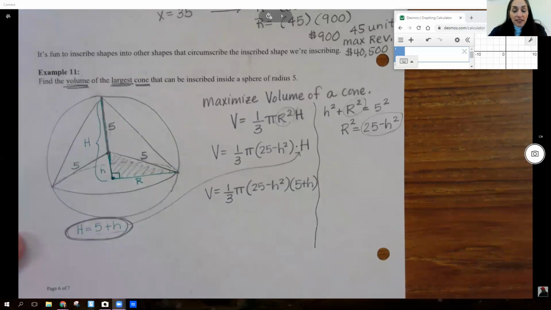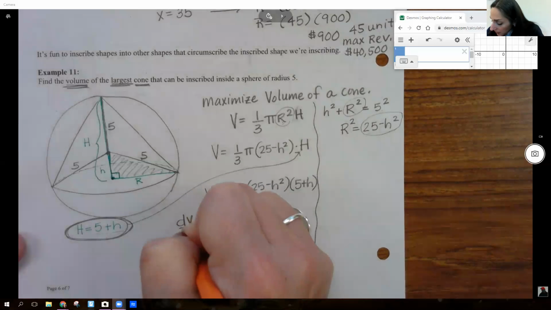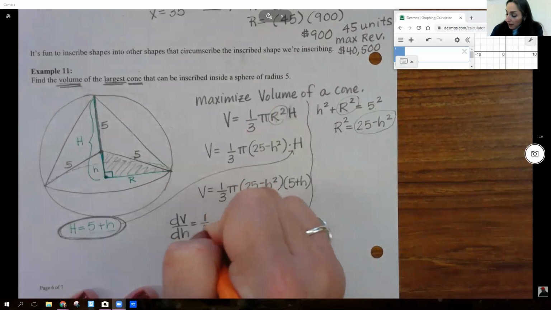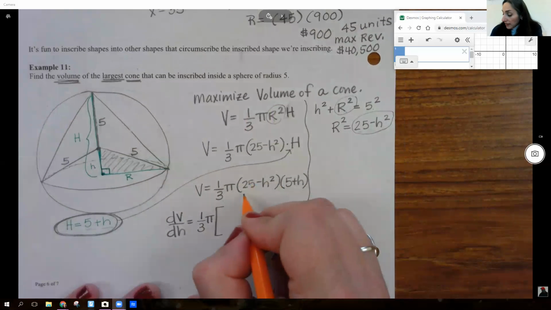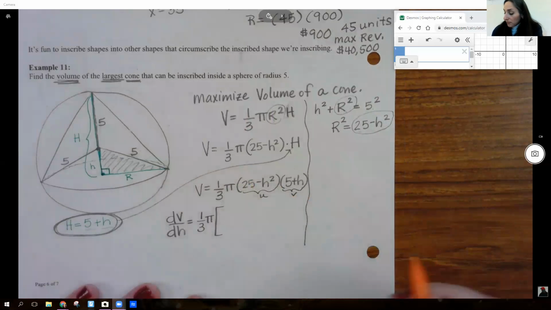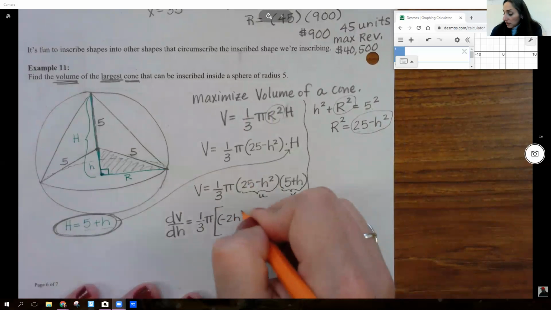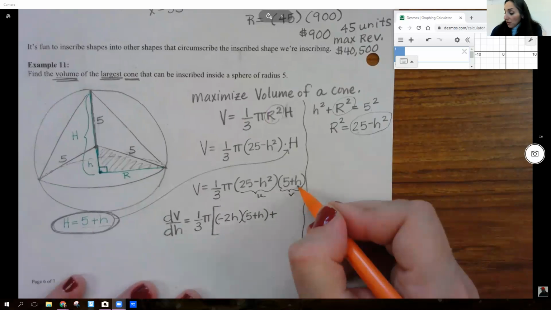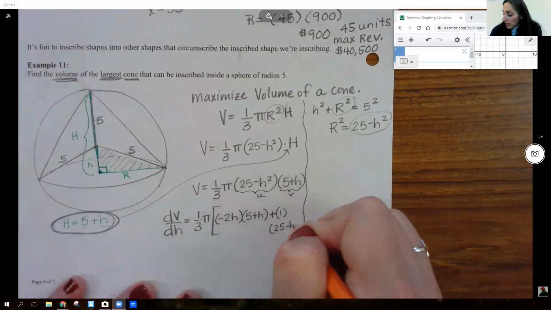And now we just have to take the derivative and set it equal to 0 and find reasonable solutions. So let's see what we can do here. We're going to take the derivative dV/dh. 1/3 and pi are just constants, so I'm just going to pull them out and not do anything with them. And I'm going to use that product rule again. So this is u and this is v. So u prime would be negative 2h times v, plus v prime is just 1 times u, 25 minus h squared, like that.